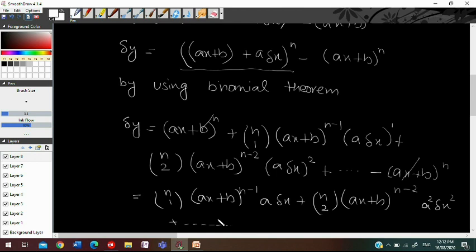And here you can write the last term. Sorry, this is the binomial theorem, so I missed the last term. Here we have (a del x) power n. The first term will take power 0, the smallest power, so there is no need to write this term. So here we just have (a del x) power n. I will also write a^n (del x)^n.